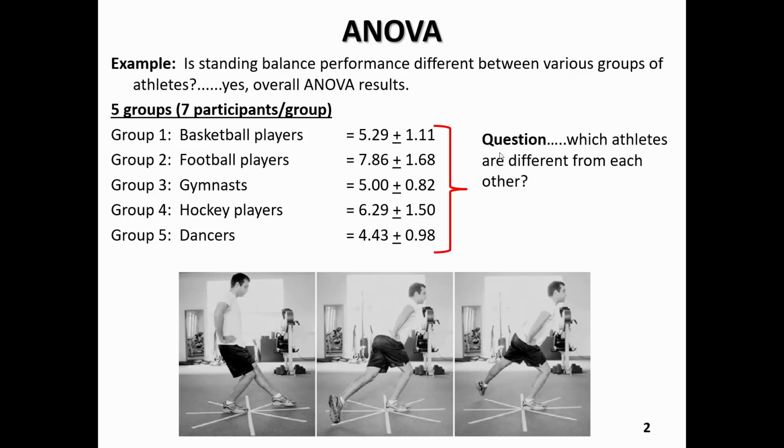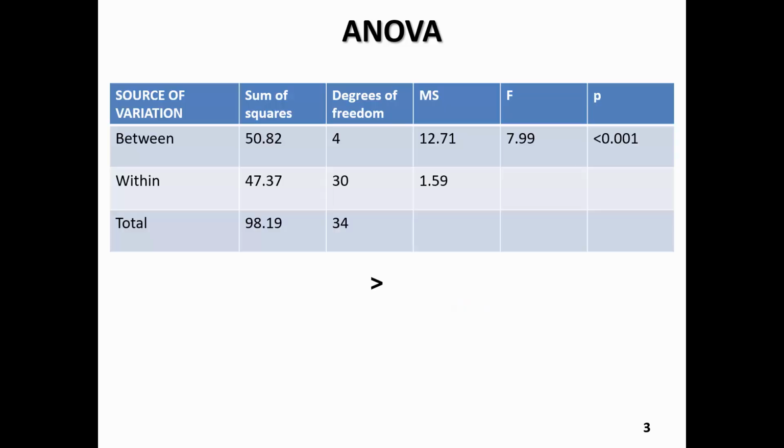But the question that we have here is that following the overall ANOVA test, which athletes are different from each other, or which group of athletes were considered statistically different from each other. And so what we see here is that we need to conduct more statistical testing, and this is called post hoc testing, and I'll define that here on the next couple of slides. And to do this, what we do need is the ANOVA table.